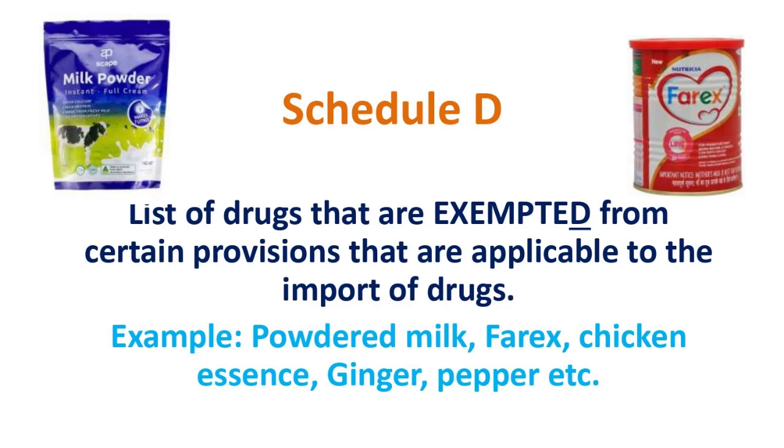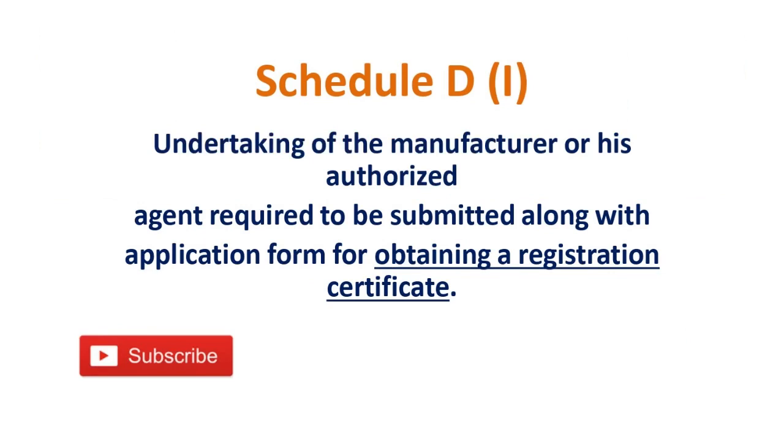Schedule D, it consists of list of drugs that are exempted from certain provisions that are applicable to the import of drugs. Examples are powdered milk, Farex, chicken essence, ginger, pepper, etc. How can you memorize this one? In the word exempted, the last alphabet is D. You correlate with this one, D for D. Schedule D for exempted.